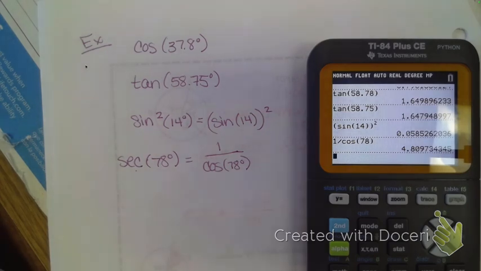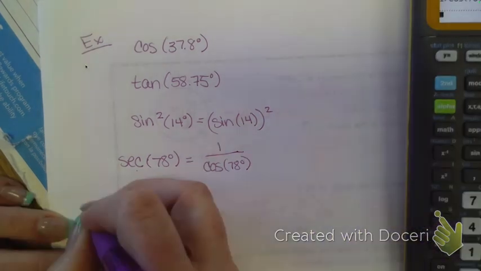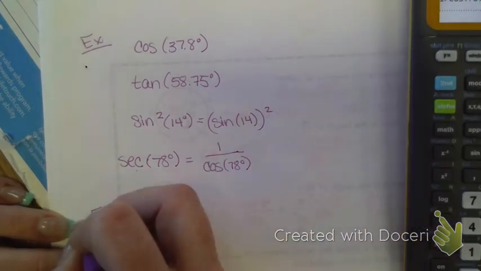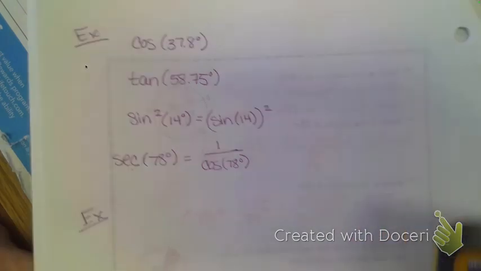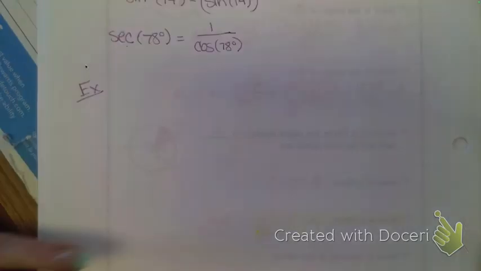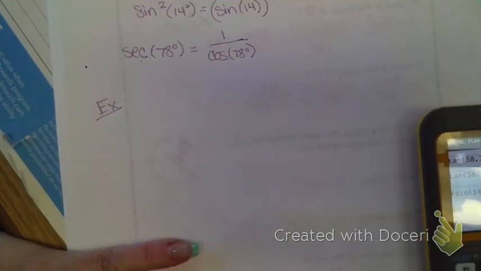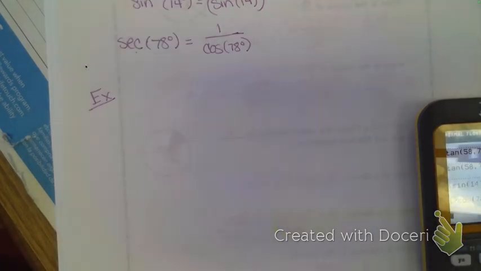Did you get 4.8097? Yeah. Okay. So, next. How do you guys remember how you use sine, cosine, and tangent to find an angle?